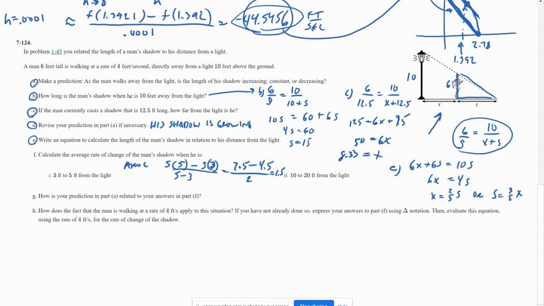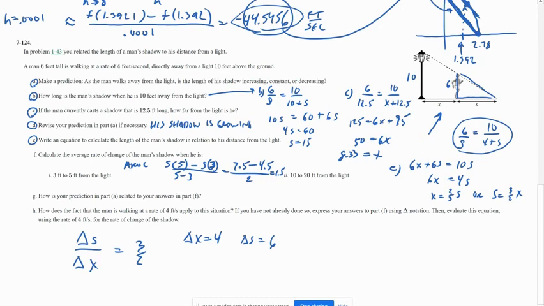And then part H, how does the fact that the man is walking at a rate of 4 feet per second apply to this situation? If you have not already done so, express your answer to part F using delta notation, then evaluate this equation using the rate of 4 feet per second for the rate of change of the shadow. So the change in s related to the change in the distance, we said is 3/2. So if the change in x is 4, the change in s is 6.